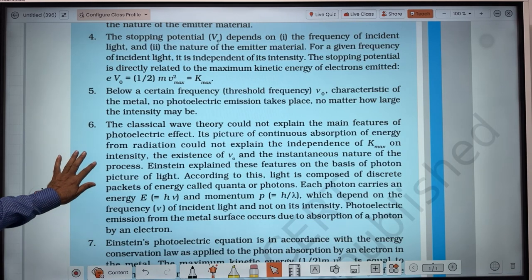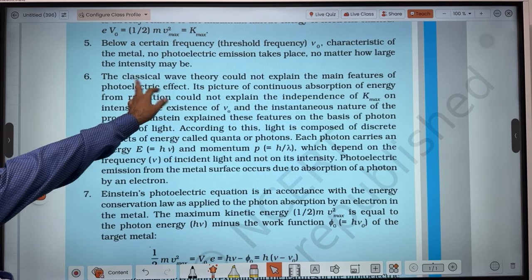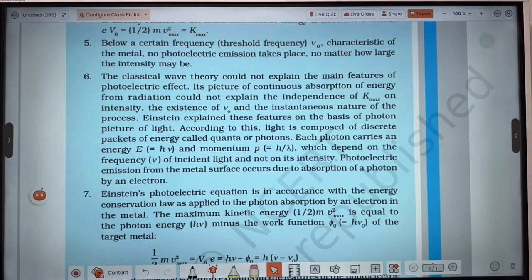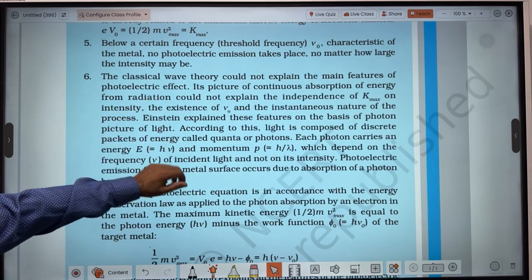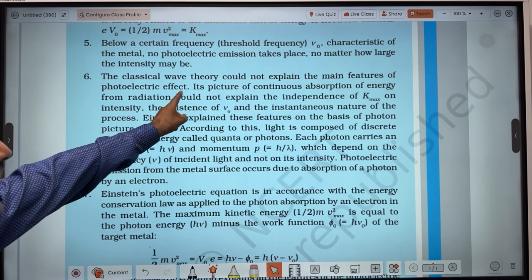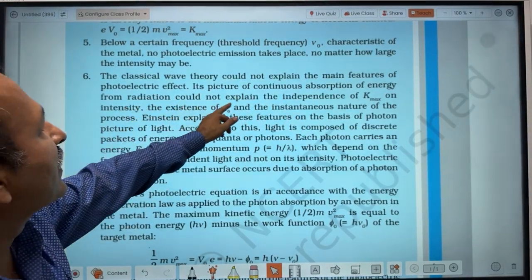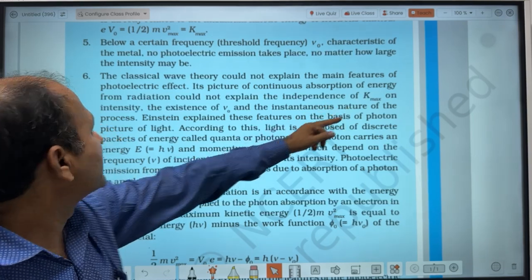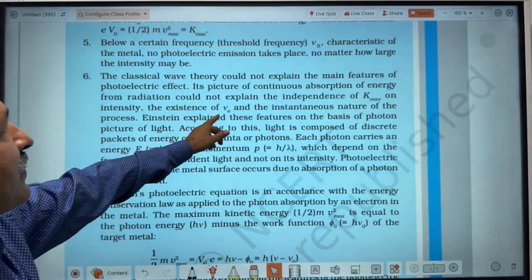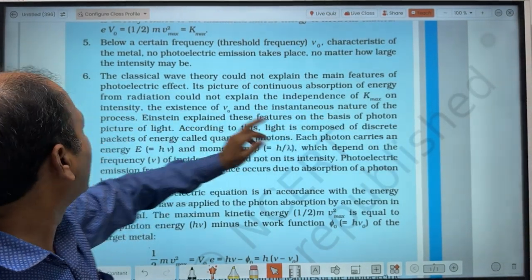Then, the classical wave theory could not explain the main features of the photoelectric effect. This is a very important point. Its picture of continuous absorption of energy from radiation could not explain the independence of K max on intensity, the existence of nu 0 and the instantaneous nature of the process.